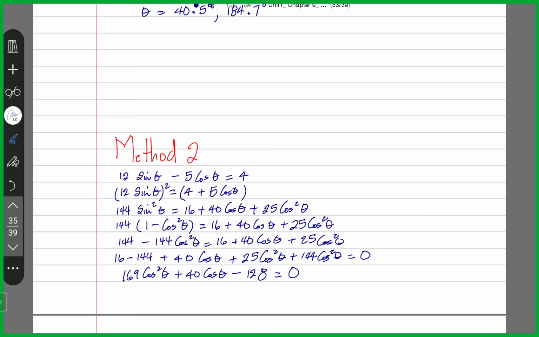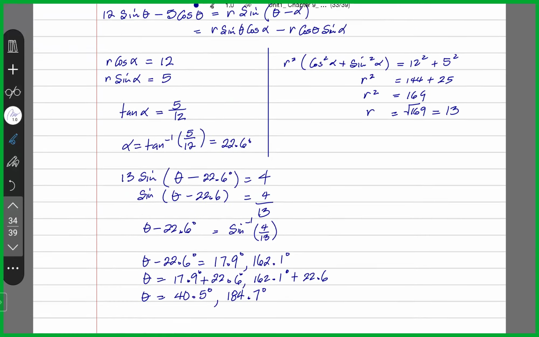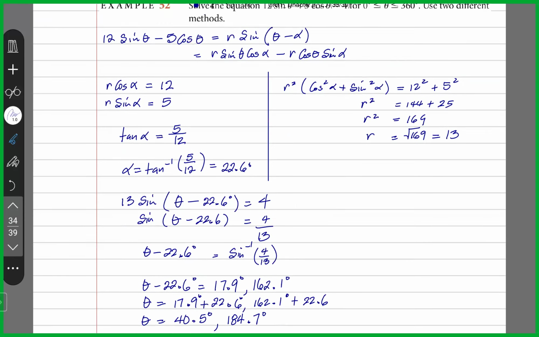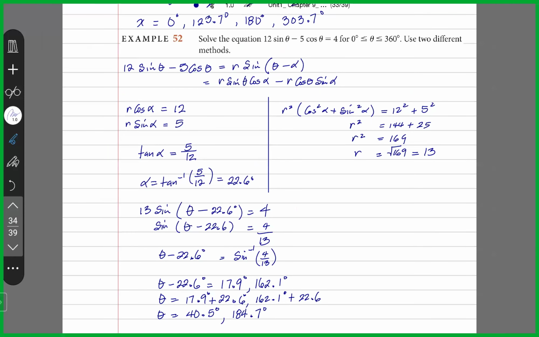To solve this, we could use the quadratic formula. When we use the quadratic formula, we're going to get cos theta is equal to something, and cos theta is equal to something else, because when you solve a quadratic equation, you're going to get two answers. So this is an alternative approach, which I'm not really promoting. The first approach is quite good enough. So this is the solution to the question, and this is the approach I would take to solving it.